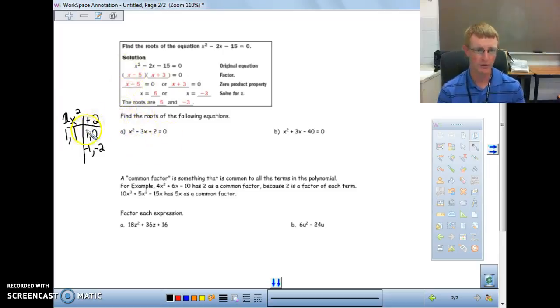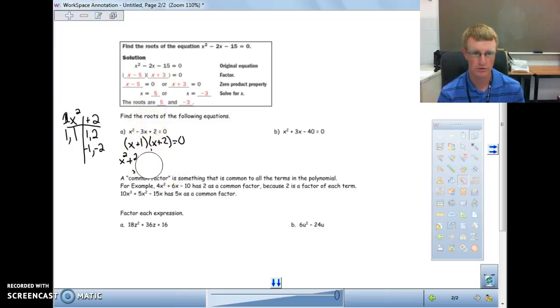So this first one, we have all of our possibilities. And what we do is we just try it. We do x plus 1, x plus 2, and then we FOIL that out to see if it works. First times first is x squared. Outer, x times 2 is 2x. Inner, 1 times x is 1x. Last, 1 times 2 is 2. So you see we end up with x squared plus 3x plus 2, which is not what we want. We need it minus 3x. So clearly, we need to rethink this.